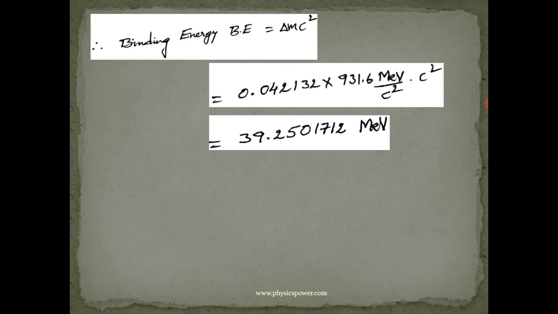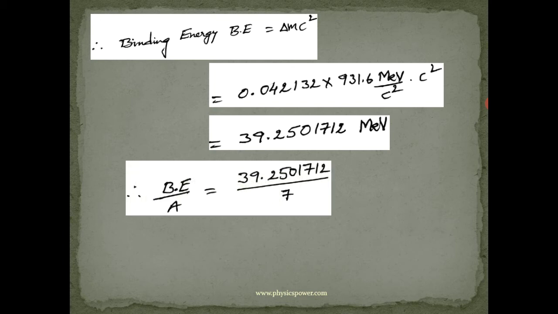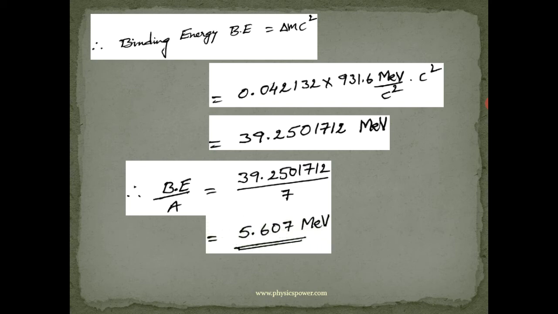Then finally we want binding energy per nucleon, that is Be by A. That we are calling the binding fraction. So total binding energy by number of nucleons. Number of nucleons here is given as 7, number of protons plus number of neutrons. So binding energy per nucleon, Be by A, is 39.2501712 by 7. If you simplify, that is 5.607 MeV. It is very less as compared with helium. For helium, if you calculate, you will get approximately 7.06. So lithium, due to odd number of nucleons, has less binding energy.